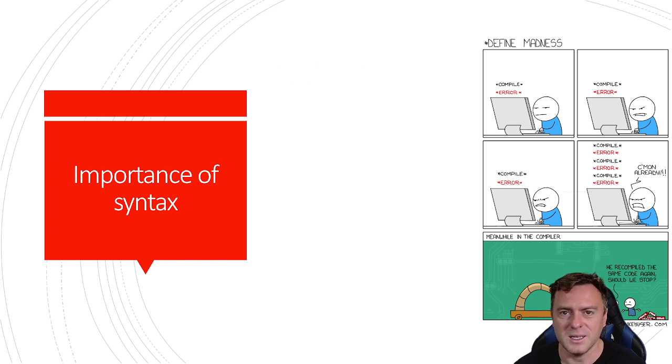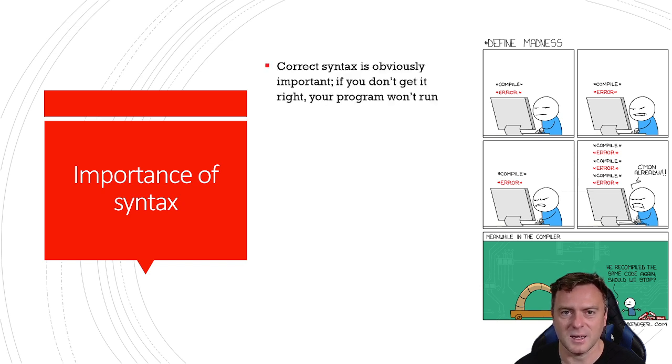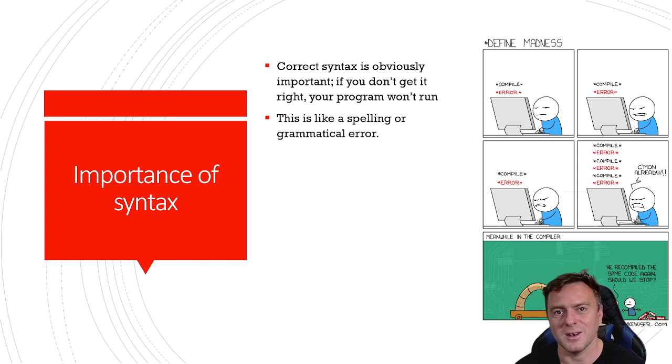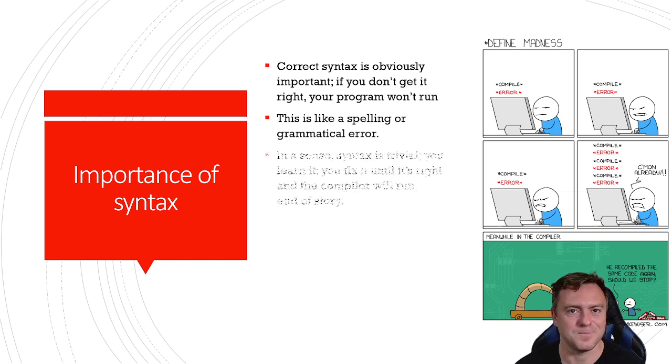The importance of syntax: correct syntax is obviously important. If you don't get it right, your program just won't run. So there's a little meme on the side there. No matter how many times you press the play button, if it's not working the first time, it's probably just not going to work. So this is usually a spelling or grammatical error. So you've missed a semicolon or you forgot to add in another parameter. It does happen. It still happens to me to this day.